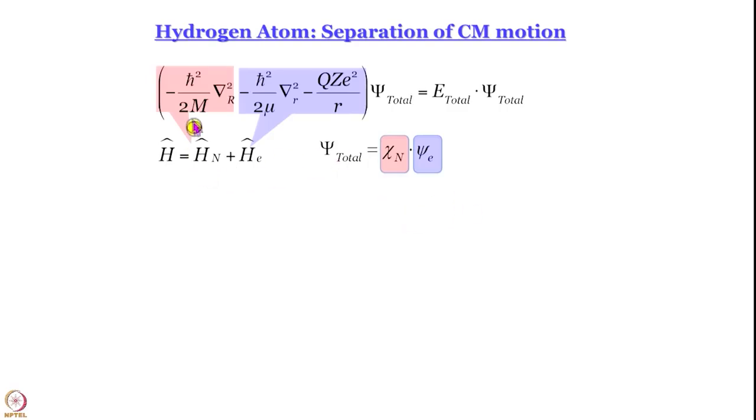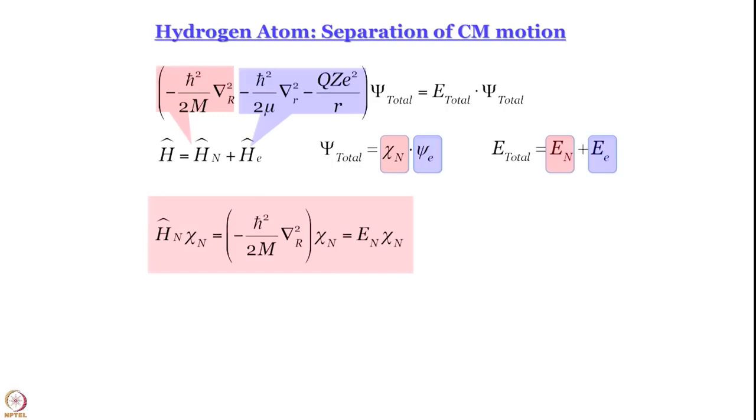So, now see, minus h cross square by 2m del r square will operate on chi n, and psi is going to be constant as far as it is concerned because it is a different coordinate system. The second one, He, will operate only on psi e. As far as it is concerned, chi n is going to be constant. We have once again encountered it as recently as when we wanted to separate theta and phi for a rigid rotor, remember? So, E total also can be written obviously as En plus Ee. I am not going through the steps of separation of variables because we have done it several times. I hope all of you can do it. If not, please post your difficulty on the forum and we'll try to address it.